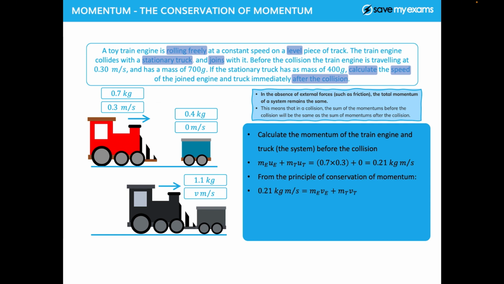We're then going to apply the principle of conservation of momentum, and that states that whatever the momentum is here, it must be equal to the momentum over there. So here we go. I've taken the momentum, that's 0.21 kilogram meters per second, and that must be equal to the momentum of the engine and the momentum of the truck. Here I've changed to v, so it's final velocity representing the velocity after the collision.